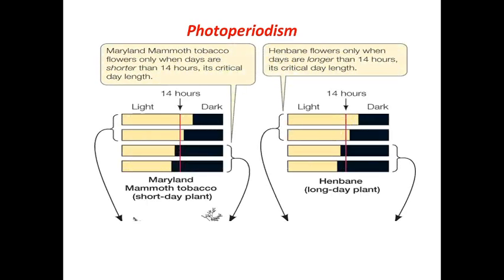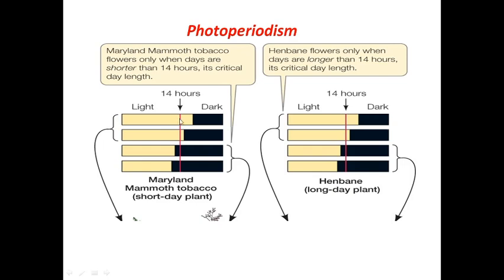Now coming to this variety of tobacco, as I already told you, Maryland Mammoth tobacco flowers only when the days are shorter than 14 hours. Its critical day length is 14 hours. When the days are shorter than 14 hours, it showed flowering. Here you can see this portion is the light, or the day length, and the night is very short here.